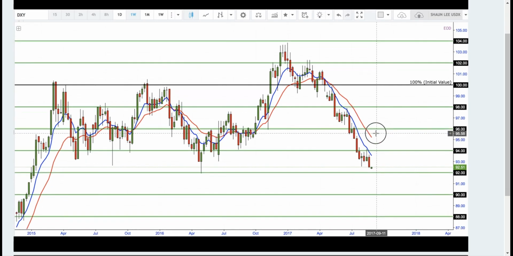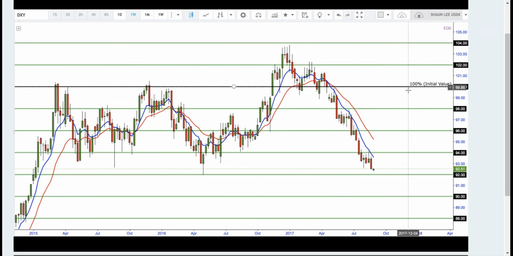Let's look at the current price. We are trading at 92.5. That's a depreciation of 7.5%.